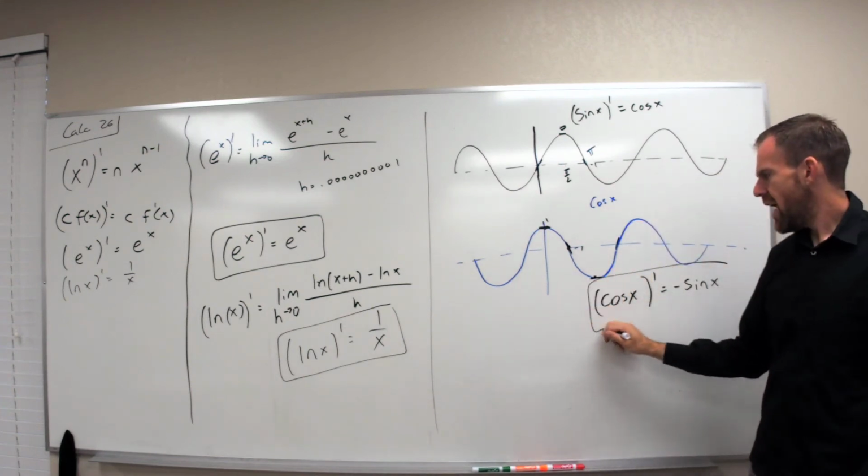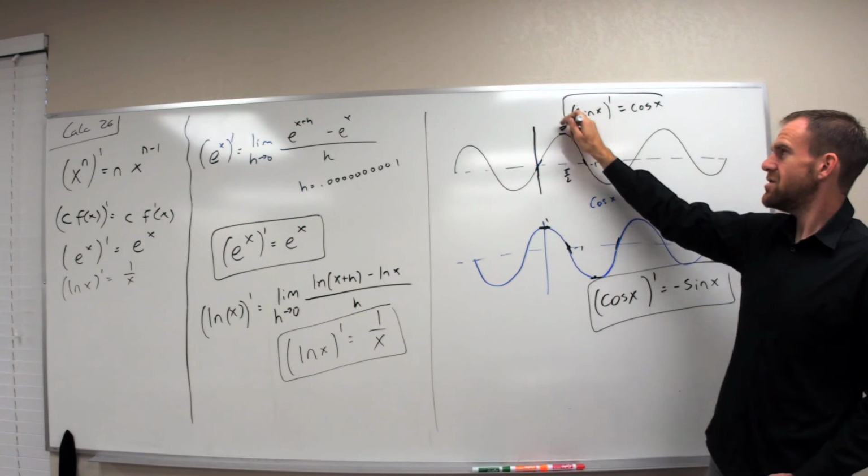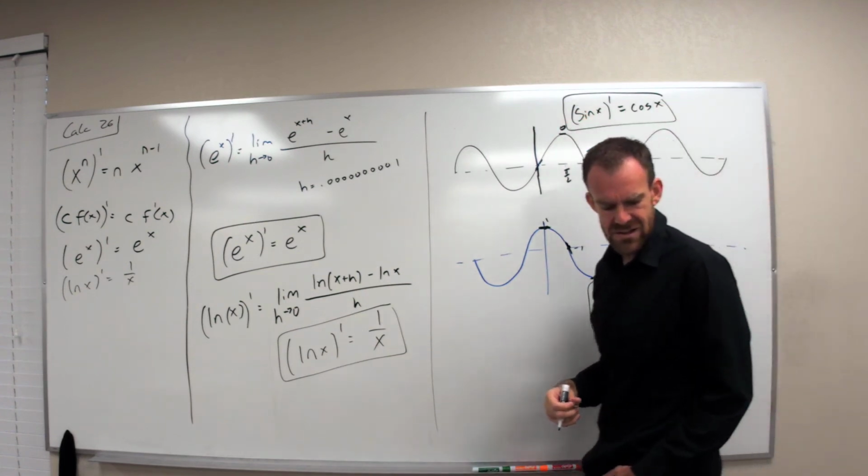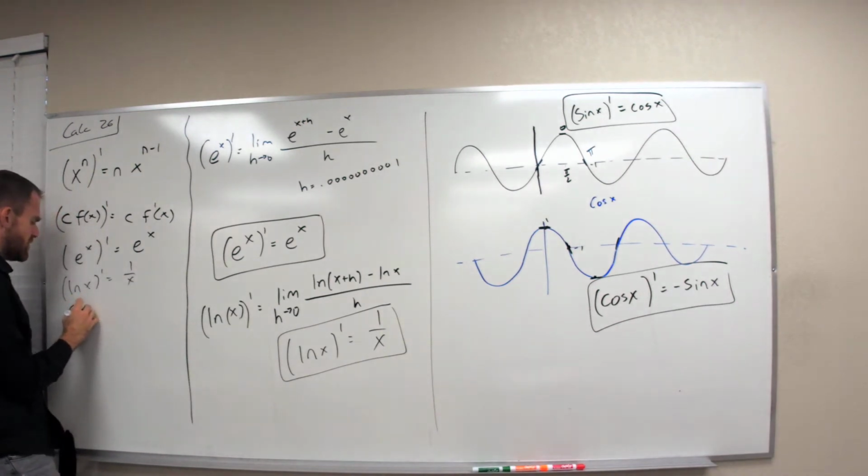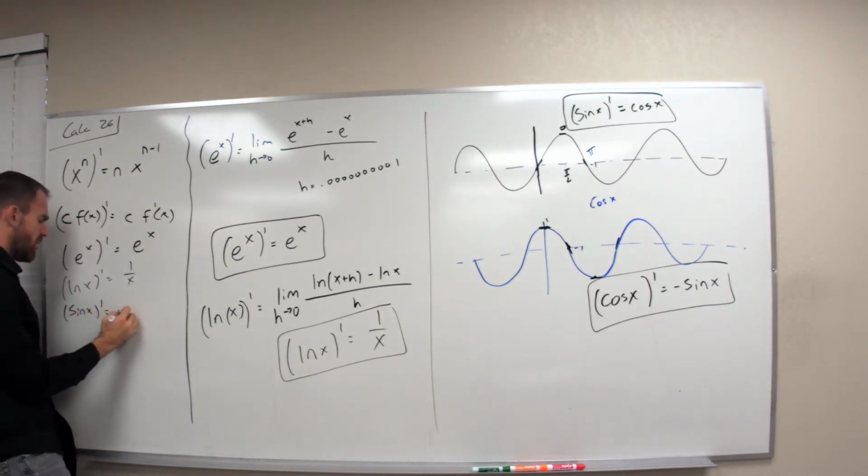So add these two to your equation sheet as well. The derivative of sine is cosine, and the derivative of cosine is negative sine. I will add them to my equation sheet here.